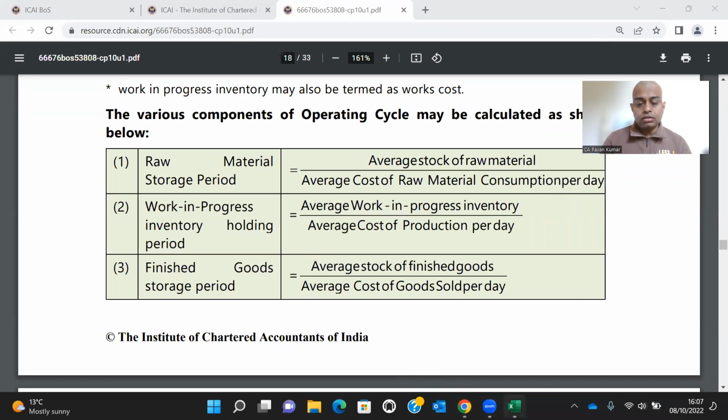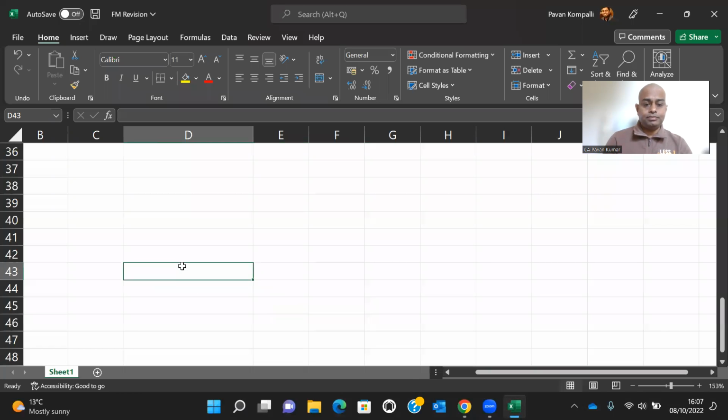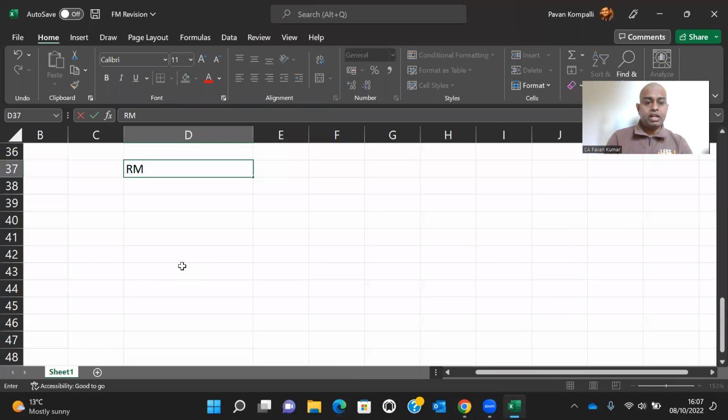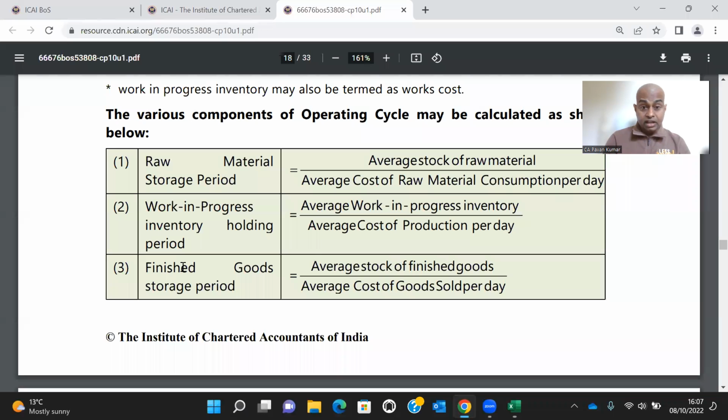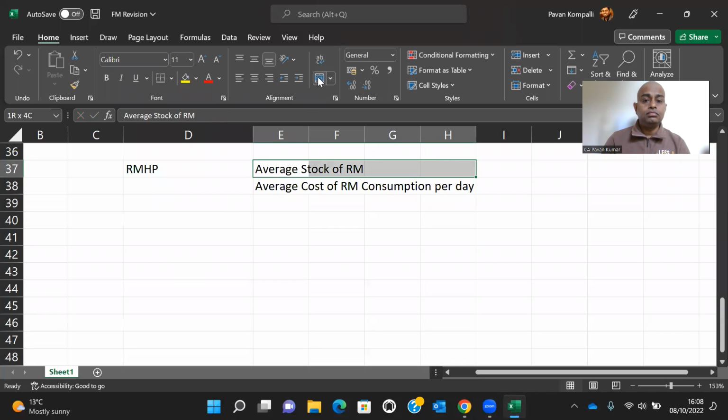Okay, now look here. So what is the formula? Raw material storage period, or we call it raw material holding period, is equal to average stock of raw material divided by average cost of raw material consumption per day. Okay, this is the formula they have given. Correct?